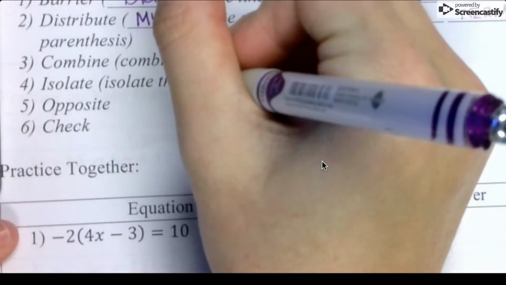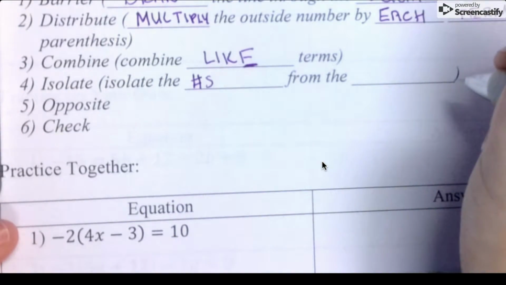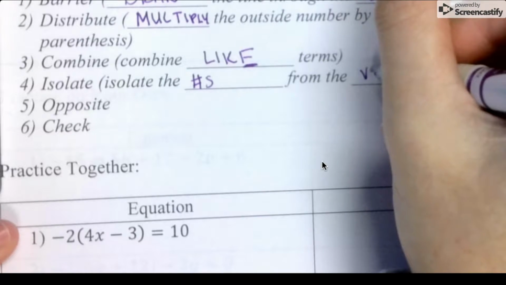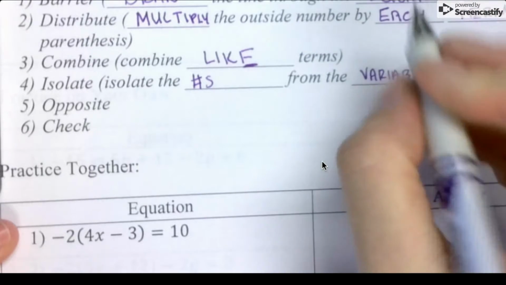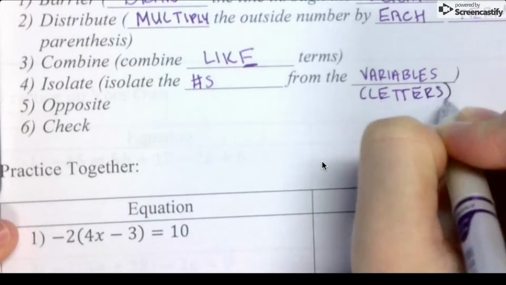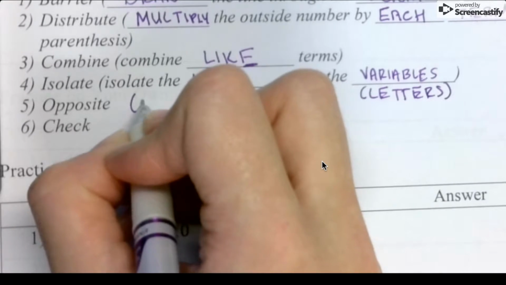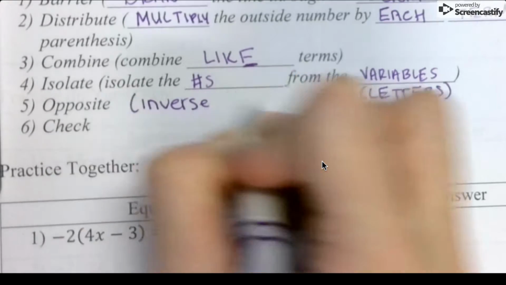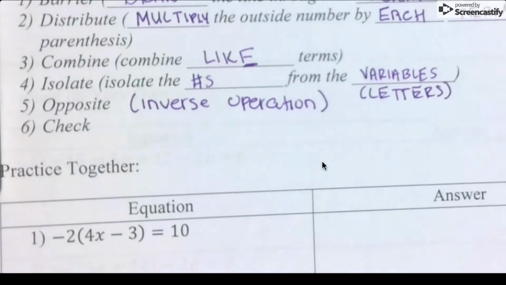Okay? For isolate, we are talking about isolating the constant terms, or we're just going to say the numbers, from the variables or the letters. And I'll put letters if that makes more sense to you. Opposite, that's when we're talking about the inverse operation. And then we are checking.